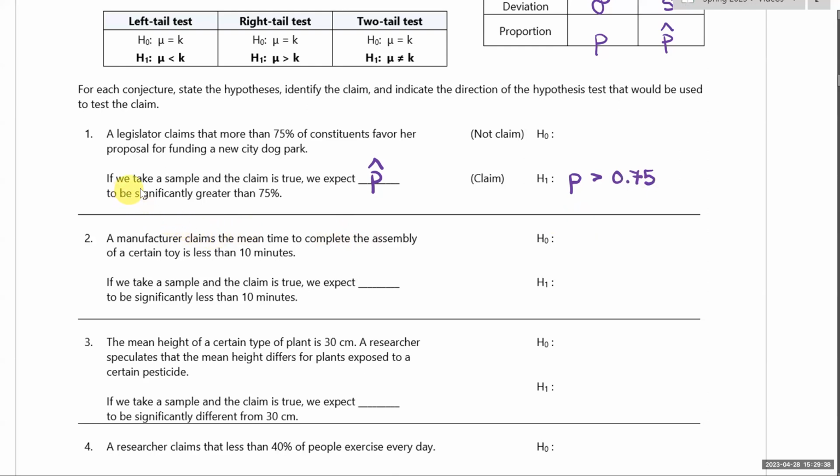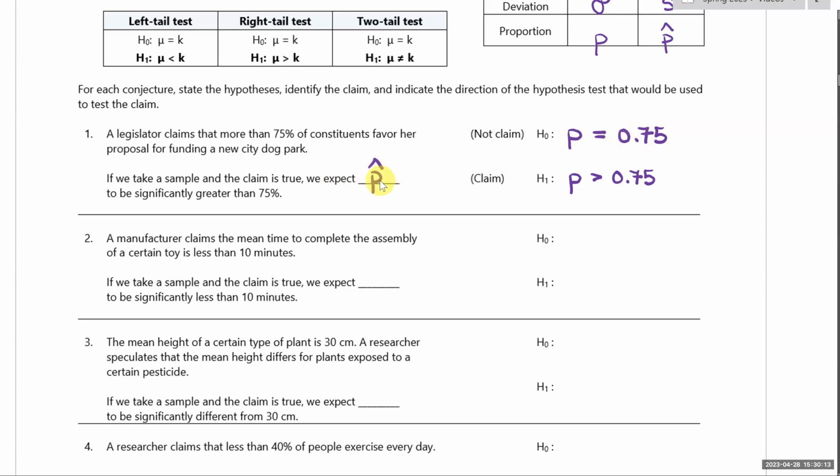So this is what she's hoping to see if she does her study and her claim is true. The null hypothesis is always a statement of equality. So the proportion, and it's always an equal. So we start off with the proportion is 0.75. It's up to the legislator to go get some data and convince us that it's the claim that's true. So that's how hypothesis testing works. We're going to assume the proportion is 0.75, 75%.